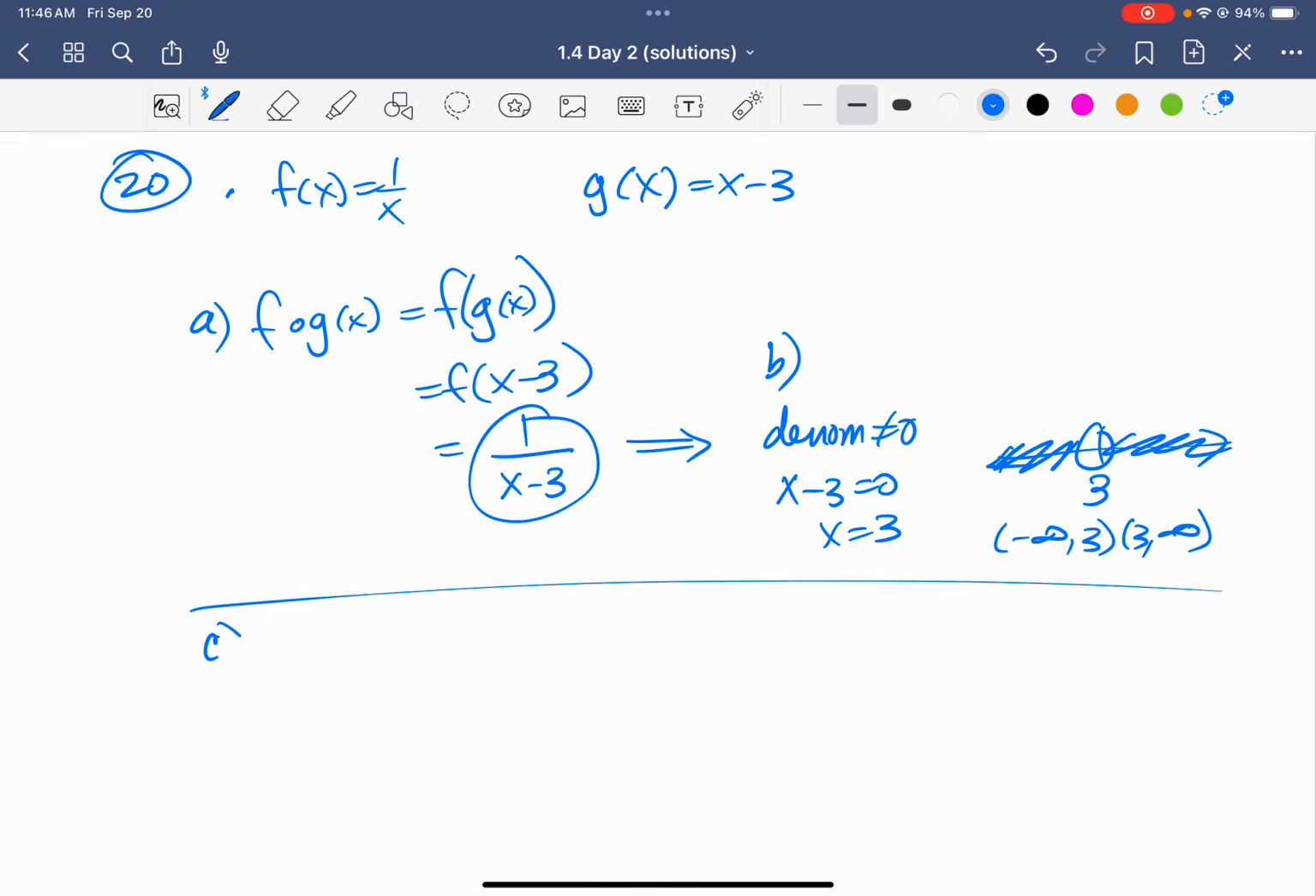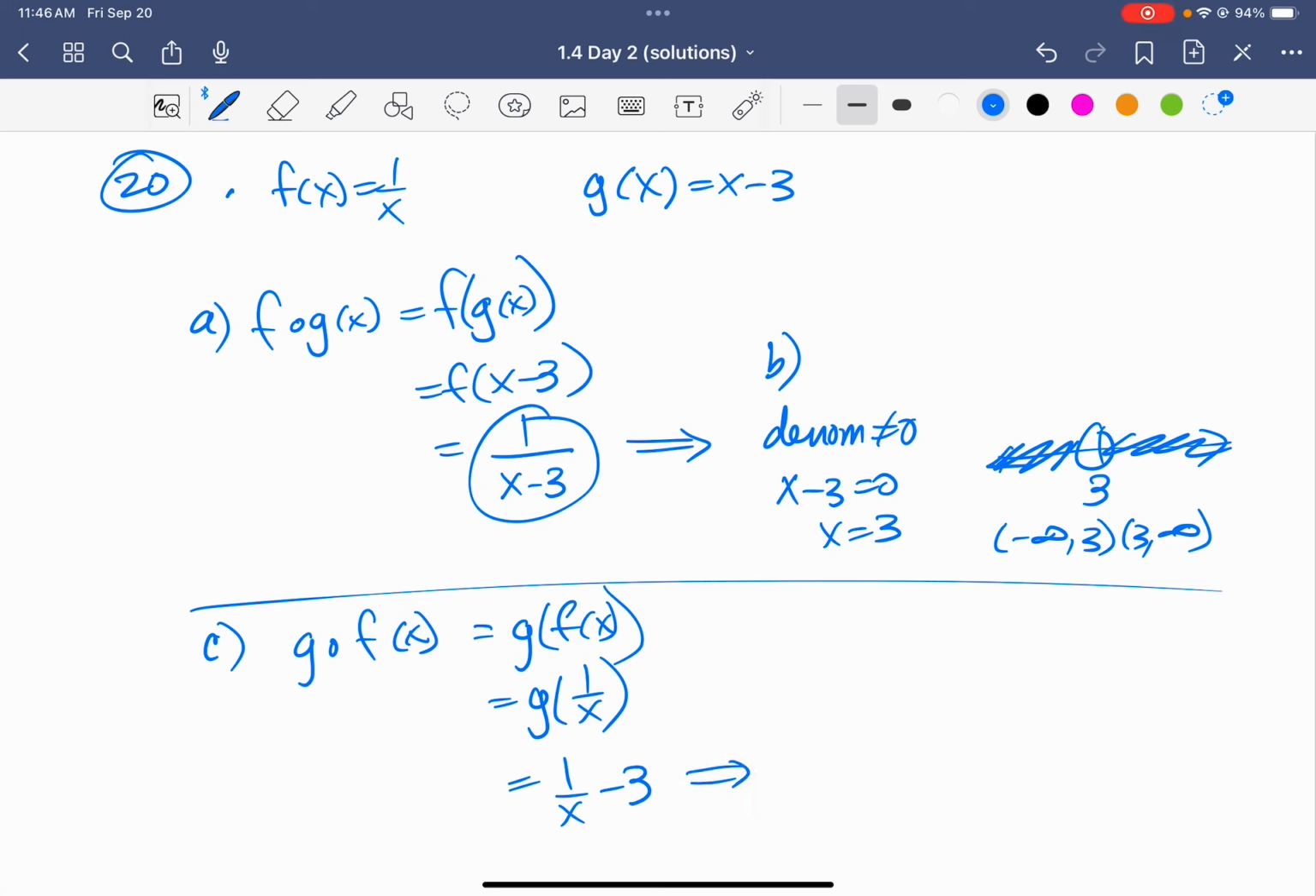And then for part C, it wants me to find g of f, which I just know is first do f and then do g. So f is the function 1 over x, which I plug into g. What g does to things is it takes what you give it and subtracts 3. I think it's pretty clear here. If I find its domain, well, its domain is going to be where, again, the denominator cannot be equal to 0.